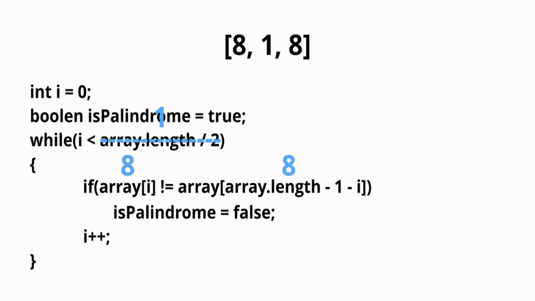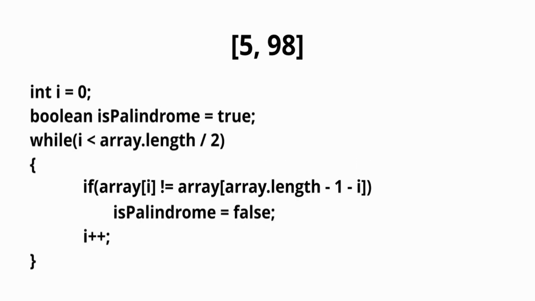Checking our condition with the if statement, we can see that it is false, so we skip the body and increment i to 1. Back at the condition of the while loop, 1 is not less than 1, so we exit out of the loop. We do not need to check the middle element because the middle element will always be equal to itself.